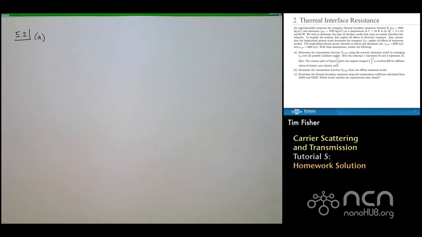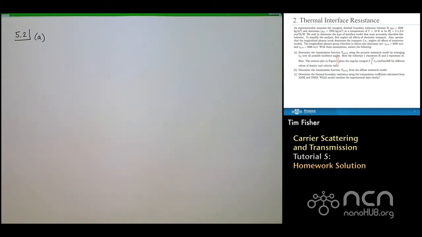All right, we're solving problem 5.2 now. And in this problem, we're asked to calculate the transmission function by the acoustic mismatch method and the diffuse mismatch method in parts A and B, respectively. And then in part C, we want to compare the results to experimental data and pick which one looks better.